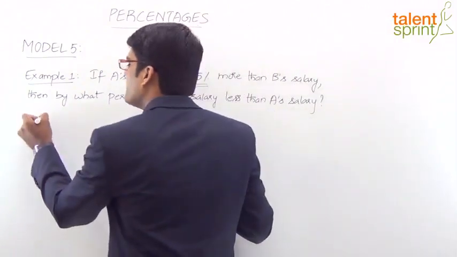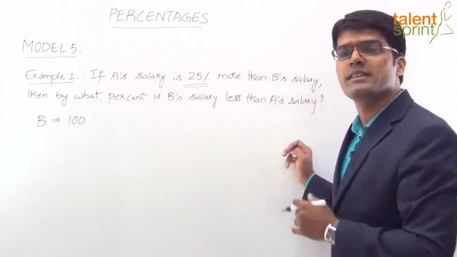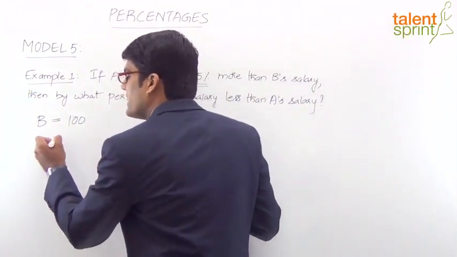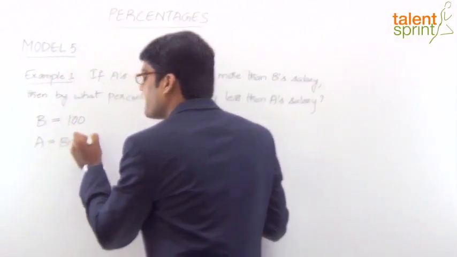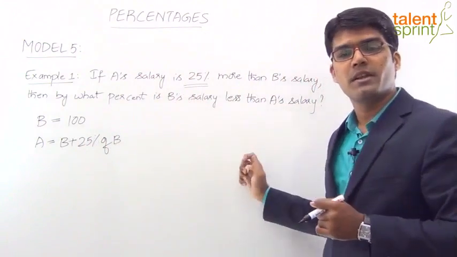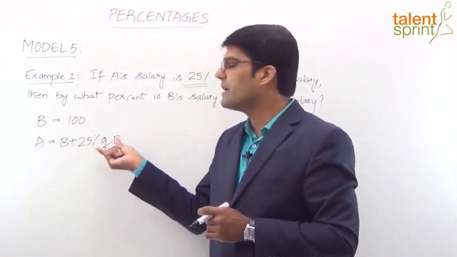Let us assume that B is equal to 100. B's salary is 100 rupees. It is not given, we are just assuming that B is 100. The question says A is 25% more than B. So A can be taken as B plus 25% of B. We have discussed how to increase or decrease with respect to a particular value and given percentage. A is 25% more than B, so B plus 25% of B.